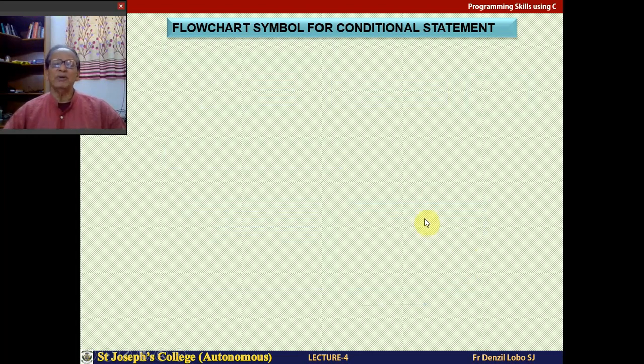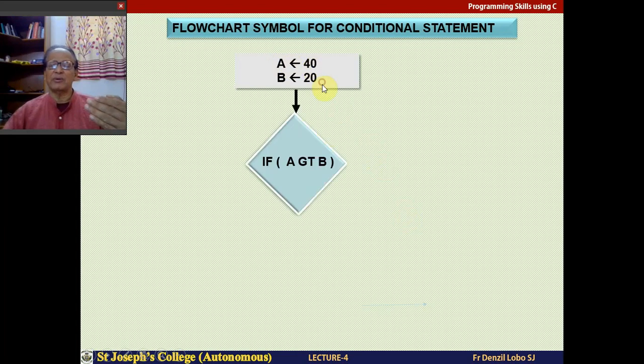Now, we come to the flowchart symbol. We have dealt in the first session with three flowchart symbols: to start and end, to enter the numbers, and to do the processing and variable declaration. Now, in this case, we will come to the new one. For example, assign 40 to A and 20 to B, and this is the symbol for my conditional statement. So you have to write that relational expression inside this, and it can have only two routes. Either it goes this way or it goes this way.